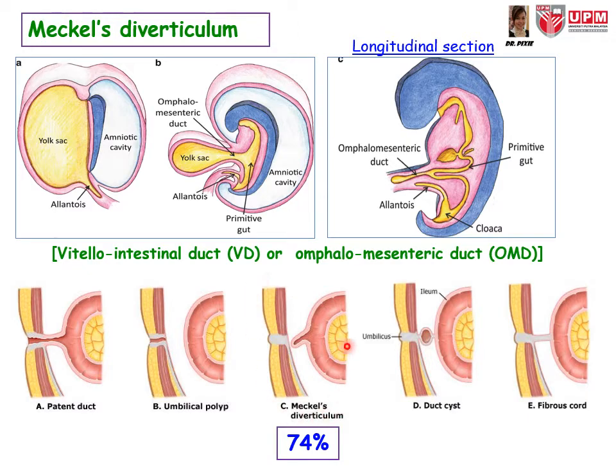So what are the clinical features of the Meckel's diverticulum? Usually it is asymptomatic, and if there are any clinical features, that includes painless rectal bleeding in the form of melena, which means the black tarry stools.